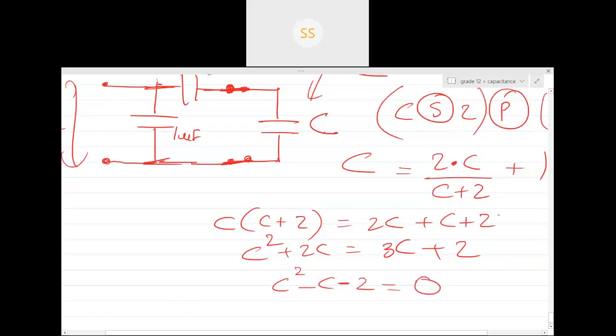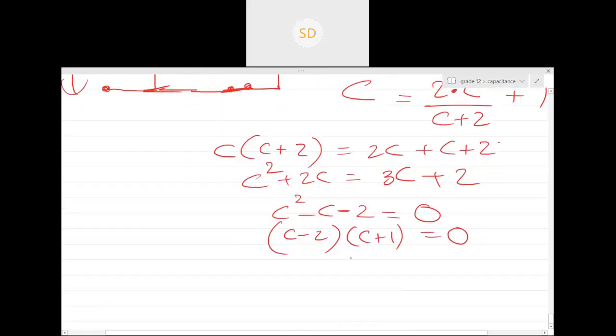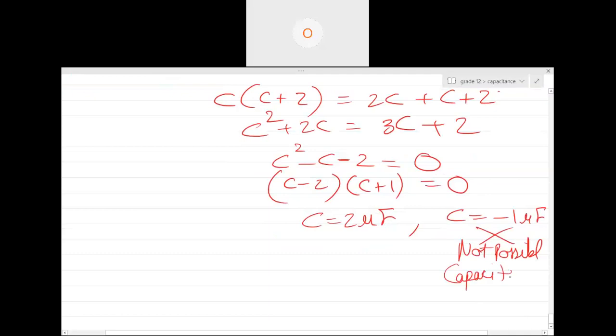C square minus C minus 2 equals 0. Yes or no? Done? Is this clear, guys? Yes, sir.